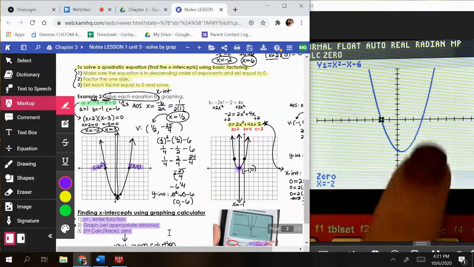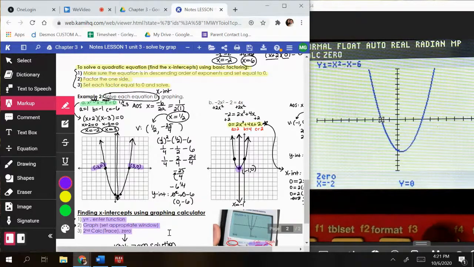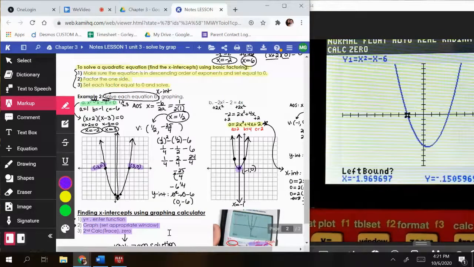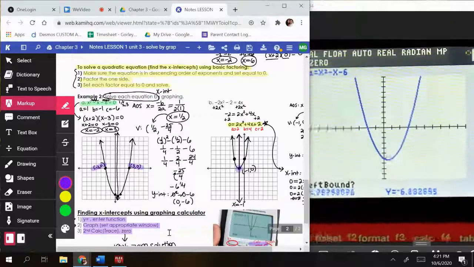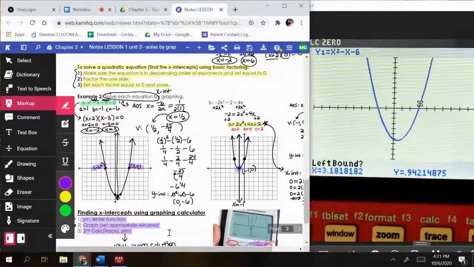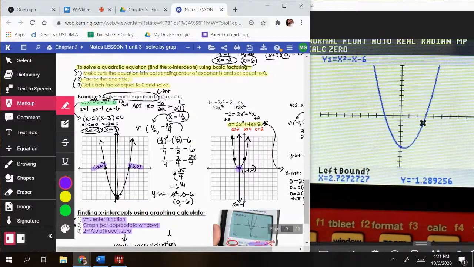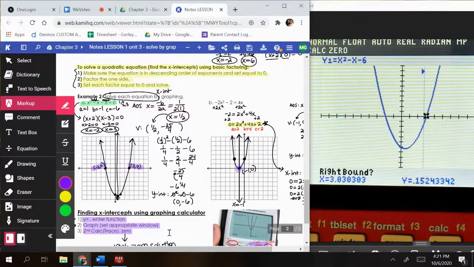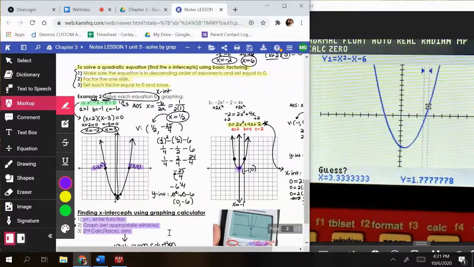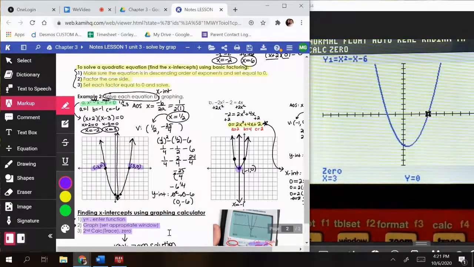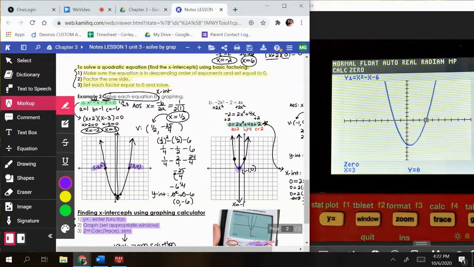All right, we'll have to repeat that process for the other zero. So I'm going to do second trace or second calculate. Go to zero. Arrow over to what zero you want to calculate. Try to land on top of it. Go a little bit to the left of it. Left, left. Enter. Go back on top of it. Now we're going to go a little bit to the right. Right, right. Press enter. Then we're going to press enter again to get it to guess. There you go. There's our zero, 3, 0.